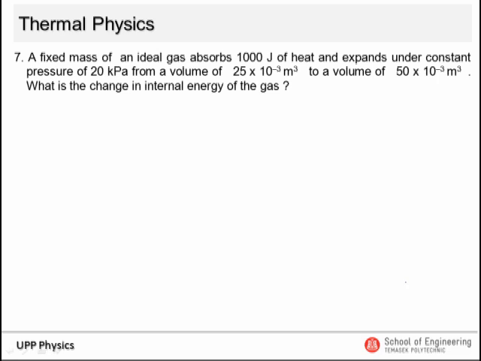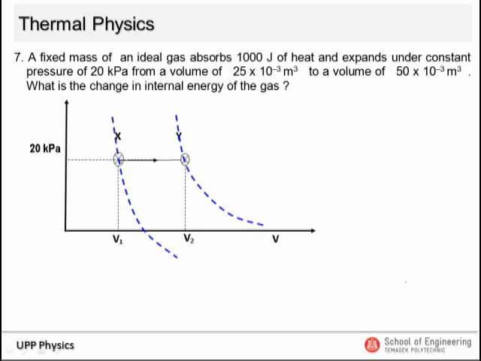Let us take a look at the PV diagram of this question. By PV diagram, I mean the pressure and volume diagram. Here is the PV diagram. You will notice that the vertical axis is the pressure axis measured in kilopascal, and the volume axis is the horizontal axis measured in meter cube. So whenever we draw the PV diagram, we will always draw the pressure axis as the vertical axis and the volume axis as the horizontal axis.